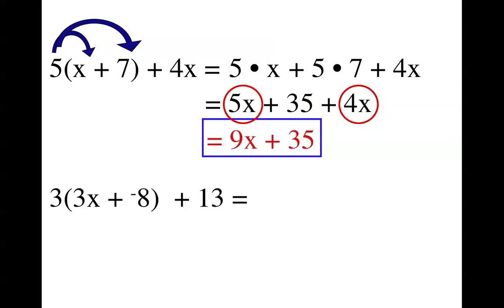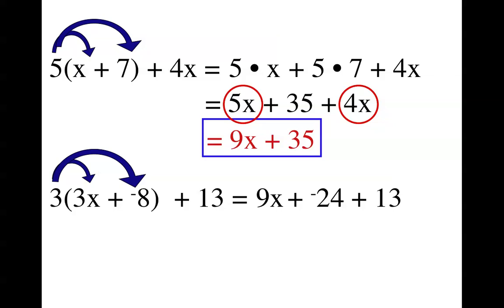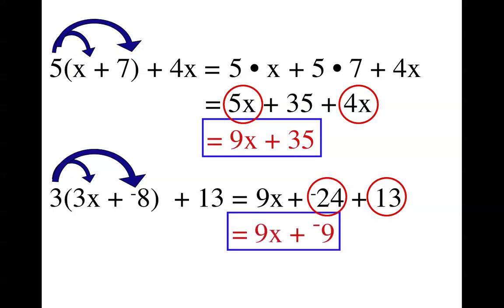Give you a second. Okay, I'm back. 3 times 3x is 9x. 3 times negative 8 is negative 24. Plus the 13, and now do I have anything that's alike? Yes, my constants are alike. So negative 24 plus 13 equals negative 9.